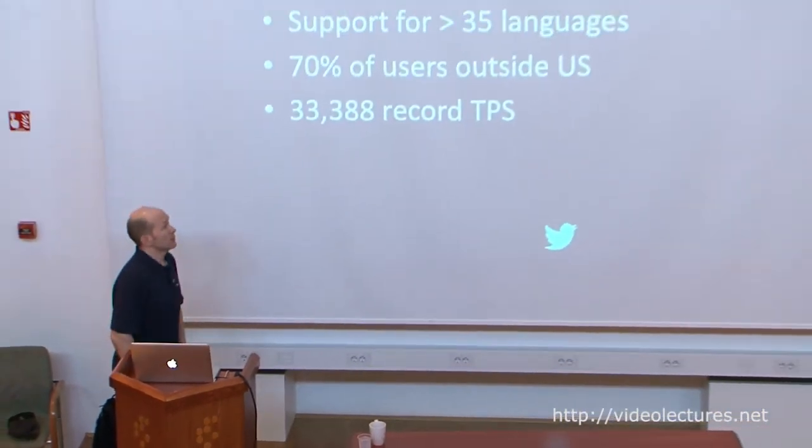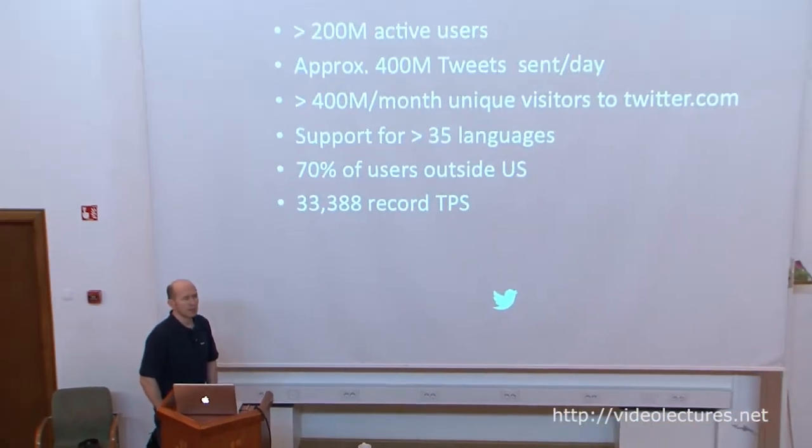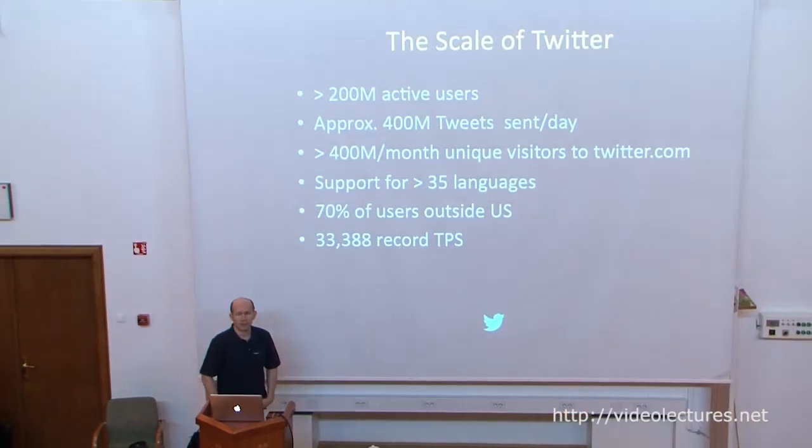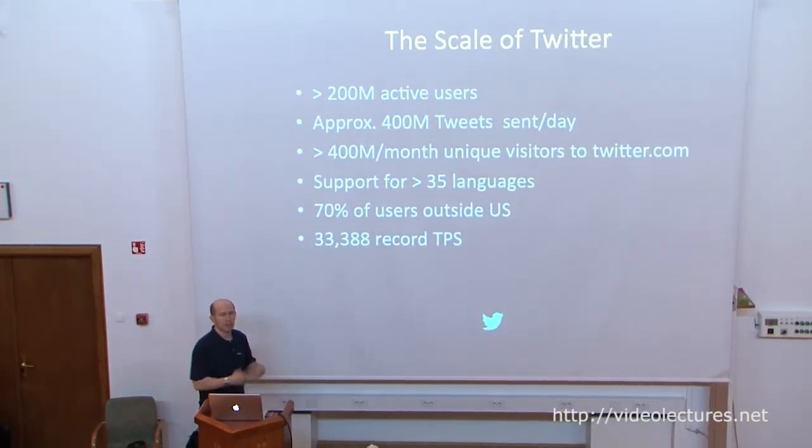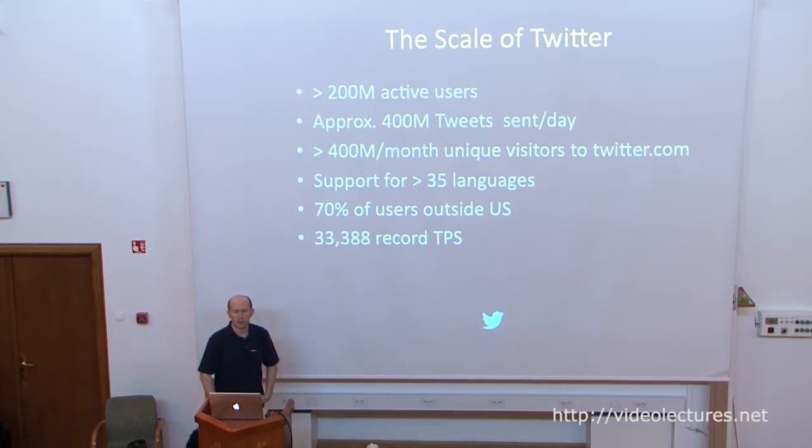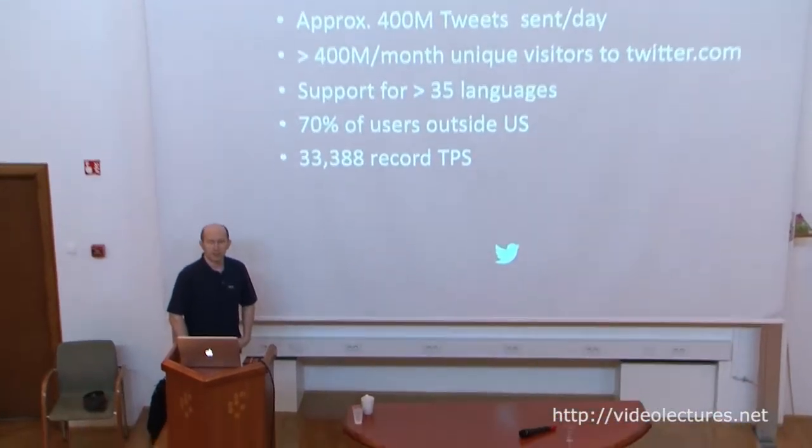It has more than 200 million active users, where active users are people who use it quite often. They tweet and consume tweets and interact with Twitter in other ways, such as searching. All people send about 400 million tweets per day. There are over 400 million unique visitors to the Twitter.com domain per month, although most people actually use Twitter in a mobile fashion, using iPhones, Android phones, Windows phones, and regular phones via SMS as well.